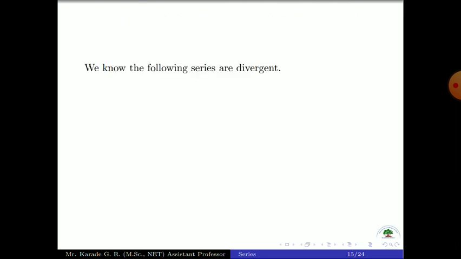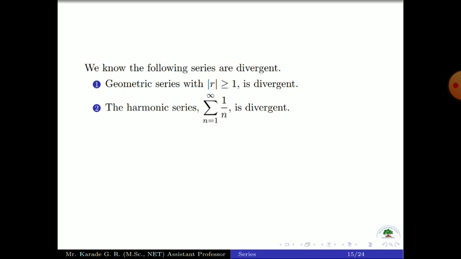And also we know some divergent series. The geometric series with mod r greater than or equal to 1 is divergent. The harmonic series, summation 1 upon n, is always divergent. The p-series, summation 1 upon n raised to p, with p less than or equal to 1, is also divergent.